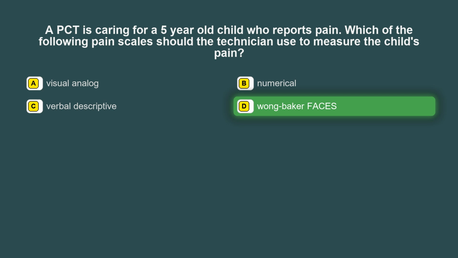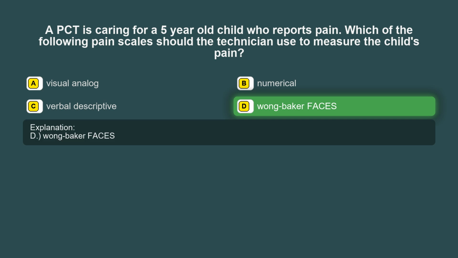The correct answer is option D, Wong-Baker faces.